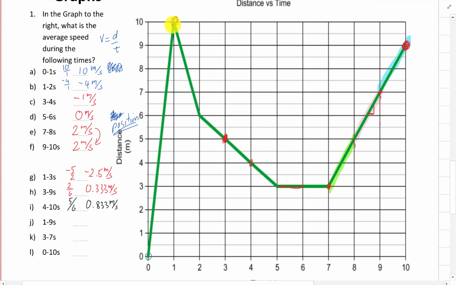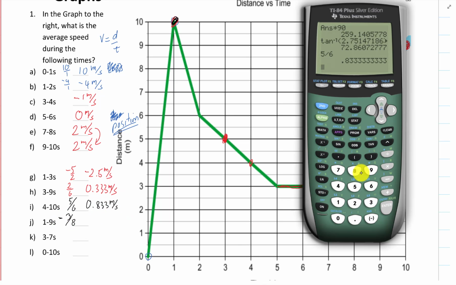1 to 9, you're starting off at 10, and you're going over to 7, so it goes down 3 over 8. So this is 3 over 8, and it'll be down 3. So that answer is going to be 3 divided by 8, 0.375. What did I forget? The negative.